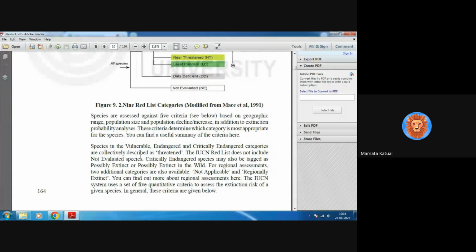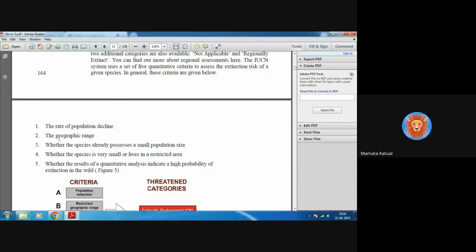So species are assessed against 5 criteria. It is the rate of population decline, the geographic range, whether the species already possesses a small population size, whether the species is very small or lives in a restricted area, and whether the result of a quantitative analysis indicates a high probability of extinction in the wild. So these are the 5 criteria.